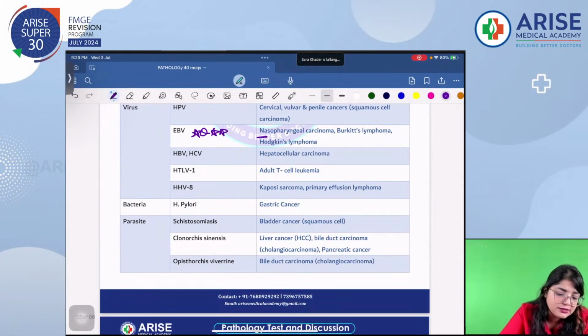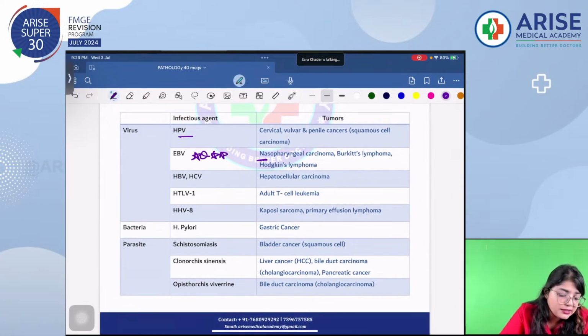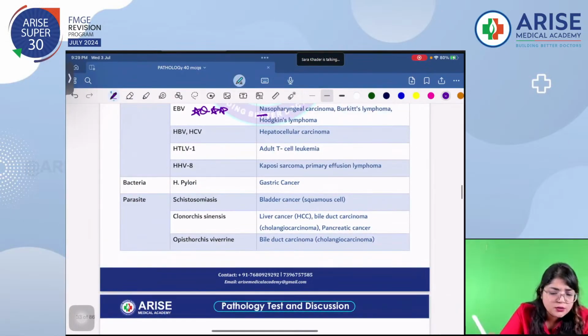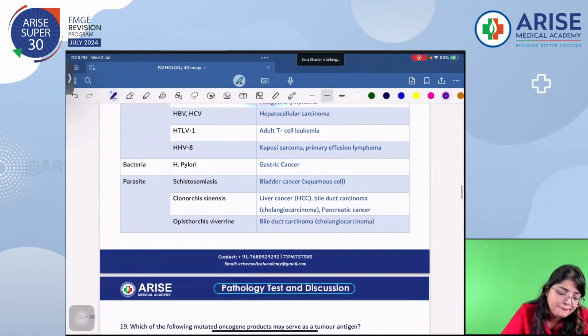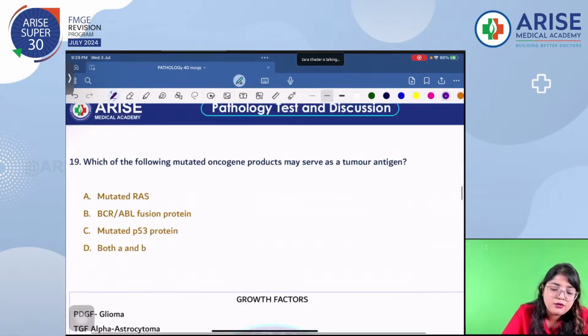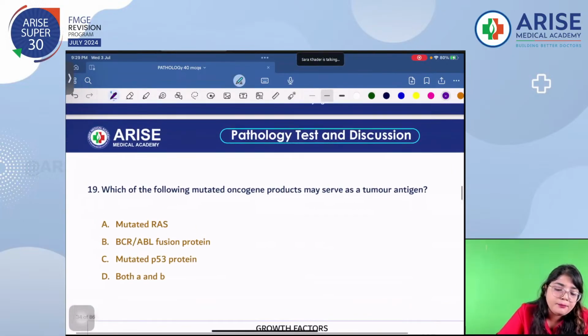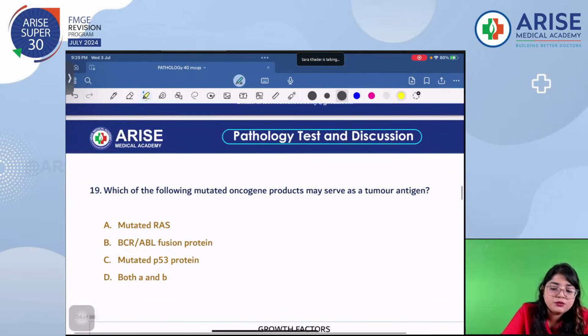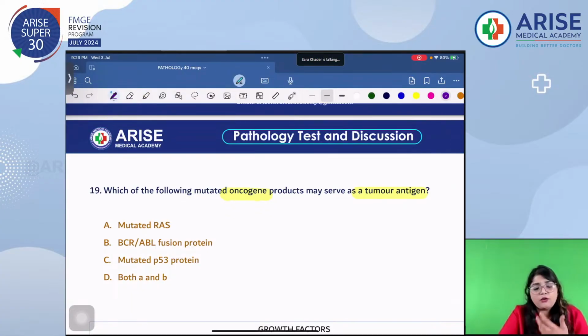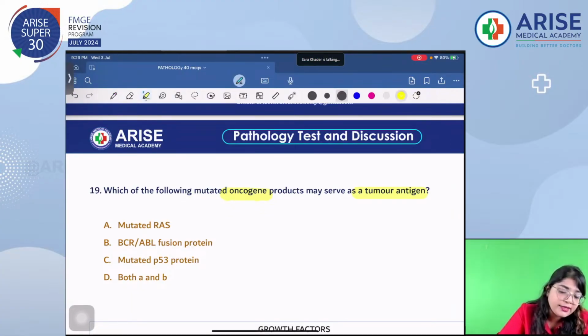HPV we have just discussed, right? What about the rest? Just go through them. Very important for the exam. Yes, Bhavna, very good. Look at this now. Which of the following mutated oncogene products may serve as a tumor antigen? So they have spoken about oncogenes, right? And they've asked which of the following will serve as a tumor antigen.